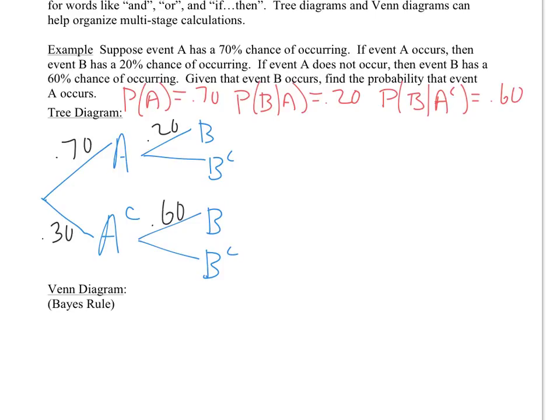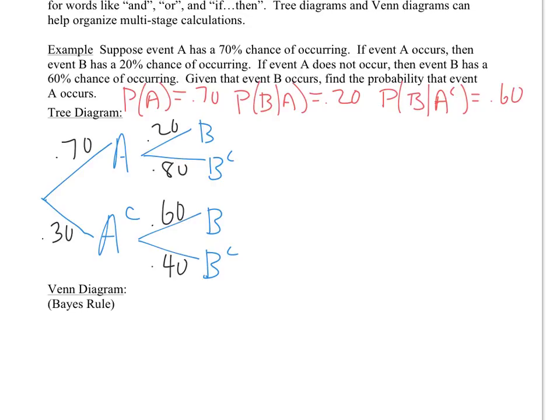Well, every time you draw these tree diagrams, you can deduce on your own that the probability of B complement given A will be 0.80. And over here, the probability of B complement given A complement will be 0.40, because these branches here will always sum to 1.